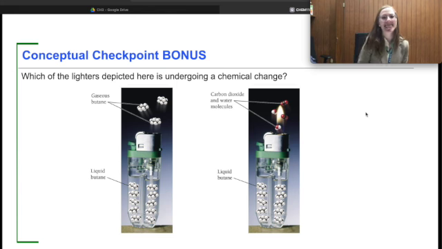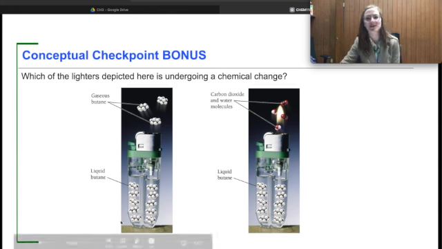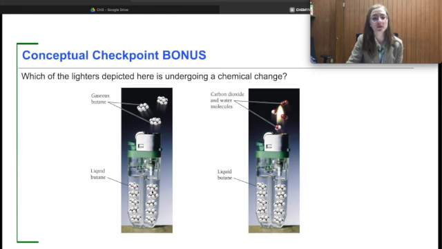So, that being said, if I take a look at the kinds of molecules I have in my lighter on the left and my lighter on the right, we've got the same thing when we're looking at the liquid in the bottom of the lighter. It's all liquid butane. So these are all the same kinds of molecules here. If we look at our lighter on the left, we have a butane molecule in the lighter. We have a butane molecule outside the lighter. So this looks like I have the same thing before, the same thing after. I think that one's a physical change.